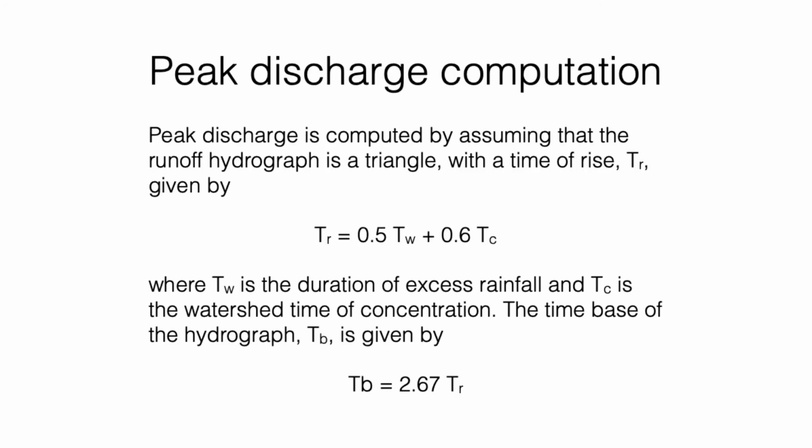For the computation of the peak discharge, the curve number method assumes that the hydrograph is a triangle. Its height is equal to the peak discharge. Its base is equal to the time base, which is 2.67 times the time of rise. That in turn is the sum of half the rain event duration and 60% of the watershed time of concentration.